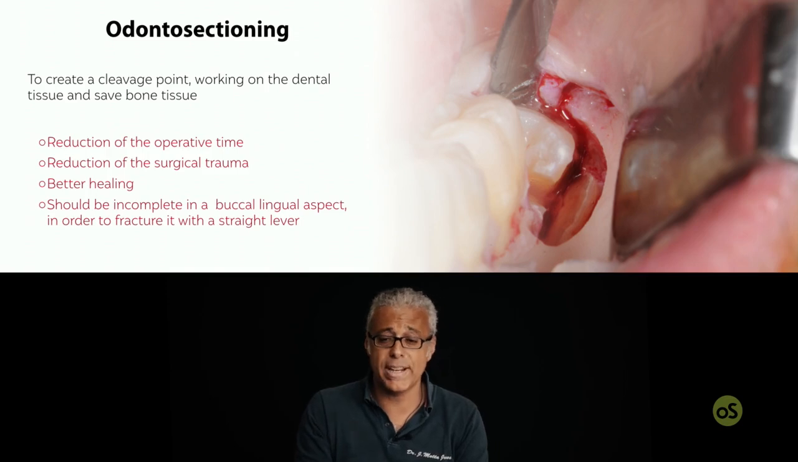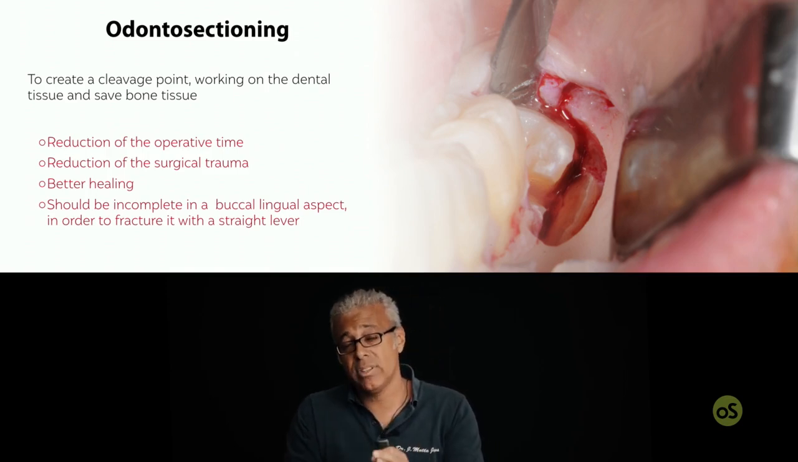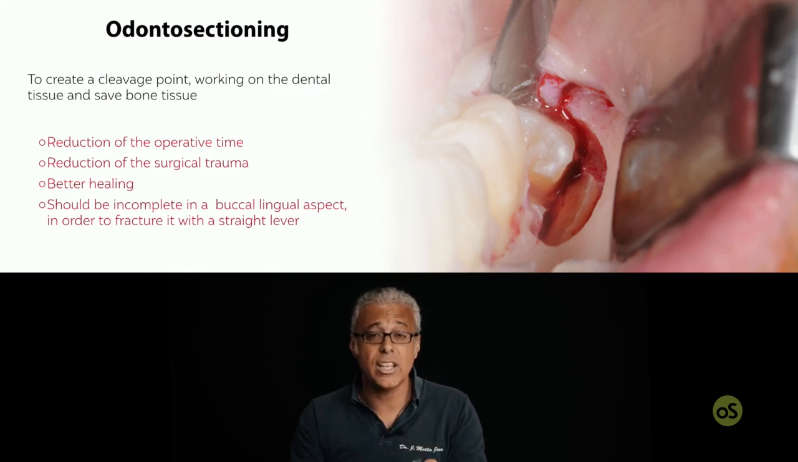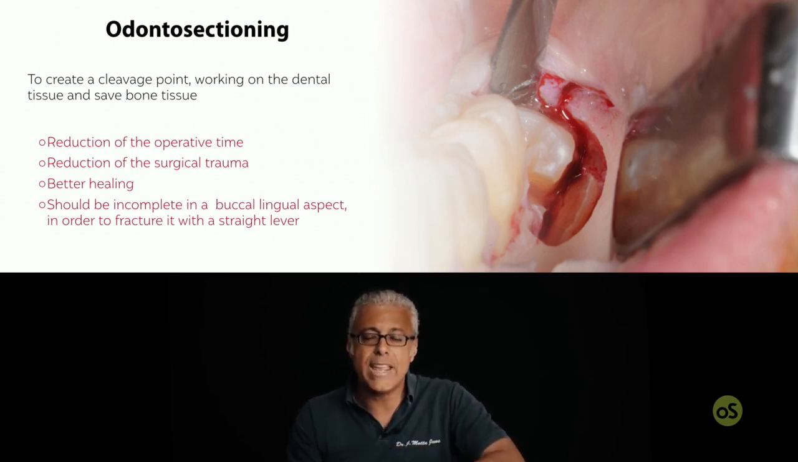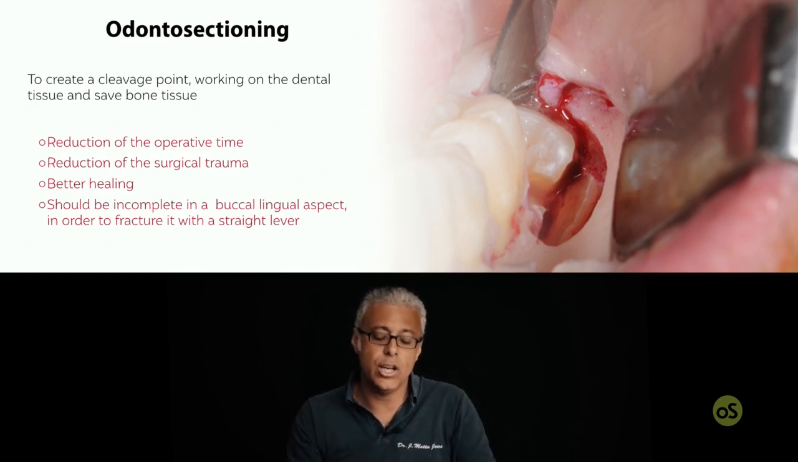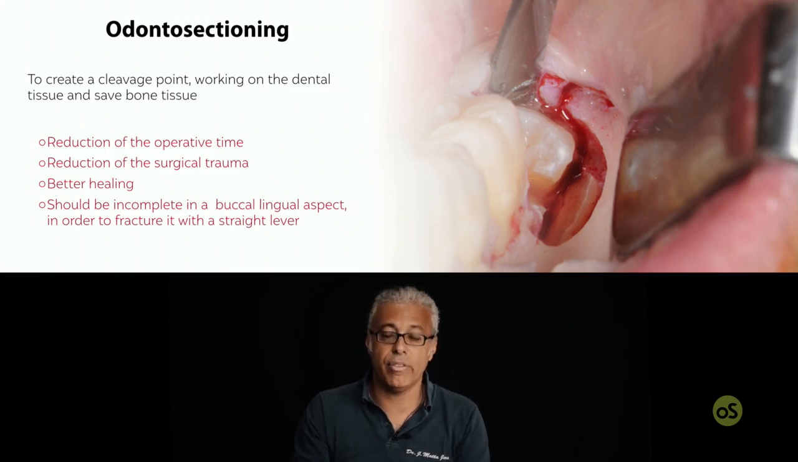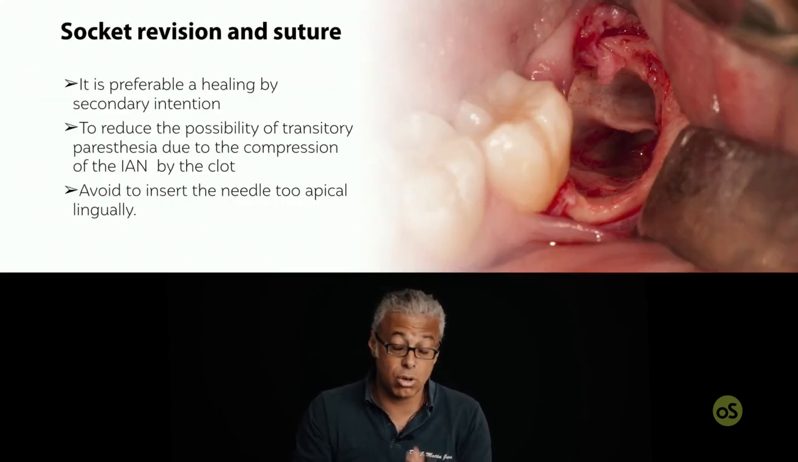So this leads to a better healing. An important aspect is that the odontosection should be performed incomplete. So always cut inside the tooth and don't perform a complete cutting of the tooth, in order to avoid any risk of nerve damage, especially on the lingual aspect of the tooth where we don't have any control.